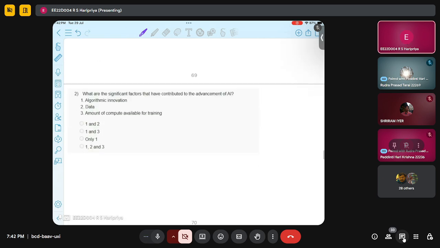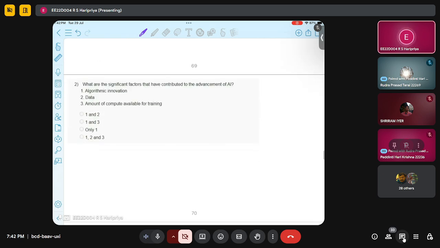The next question: what are the significant factors that have contributed to the advancement of AI? So the advancement at the algorithmic level, the increase of the data available, so that now training is also possible, and the amount of compute available for the training. So with the advancement in the hardware, all three contribute to the advancement in AI. So the answer is 1, 2.